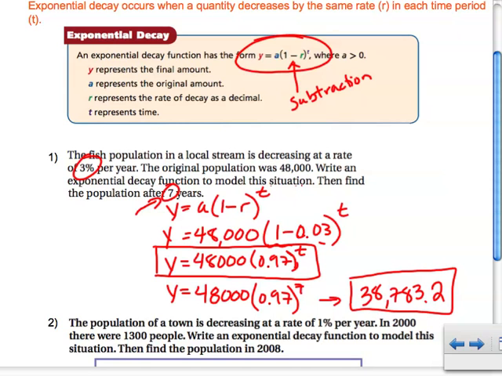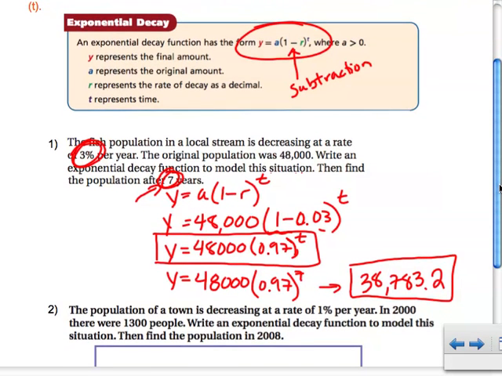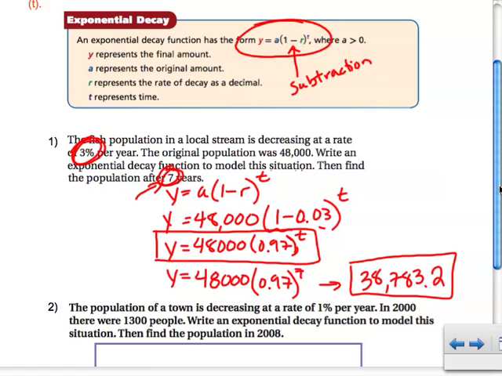That may not seem like a lot, but I mean, to me, that's a lot of fish. That's 10,000 that you just lost, going at 3%, only 3%, but over 7 years. They're going to keep losing and losing and losing because there's going to be less fish to make fish babies. Okay? So you can see how this would be important in the sciences.